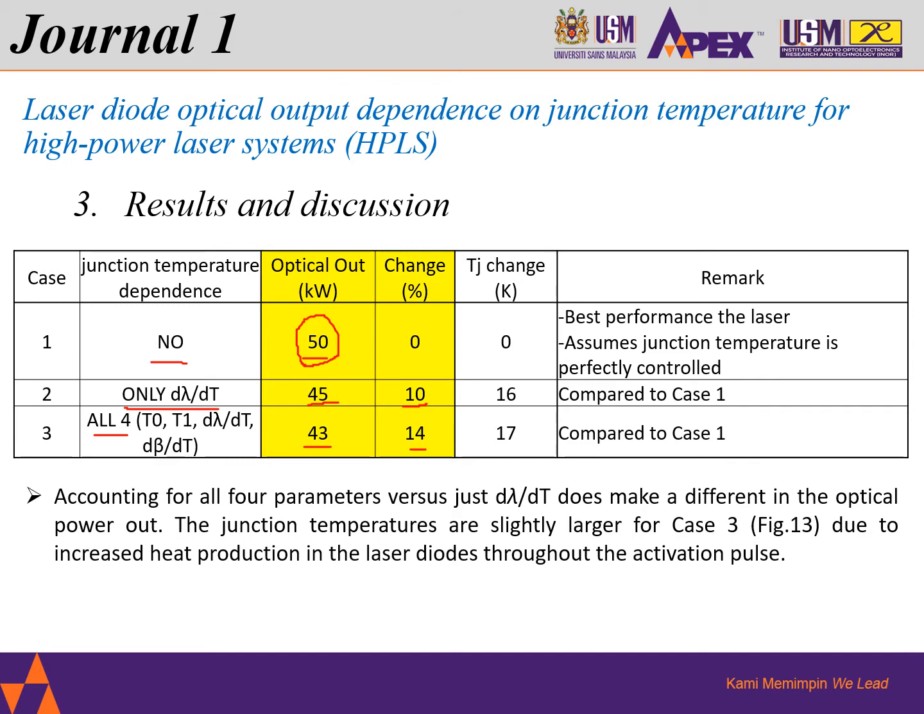As explained in the previous slide, the junction temperature change for the second case is up to 16 Kelvin, but for the third case it is just slightly higher, up to 17 Kelvin. When we include more diode parameters, you will see a slightly larger junction temperature compared to case 2 and case 1 as well.